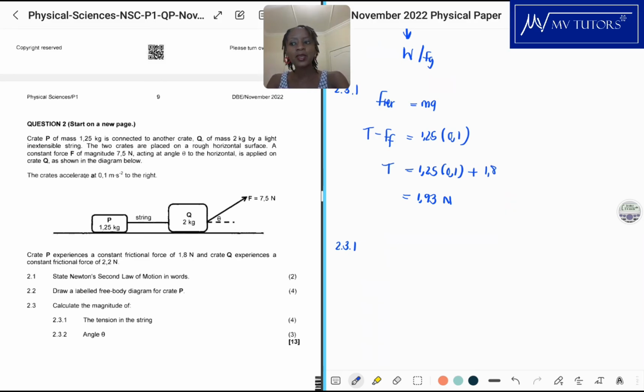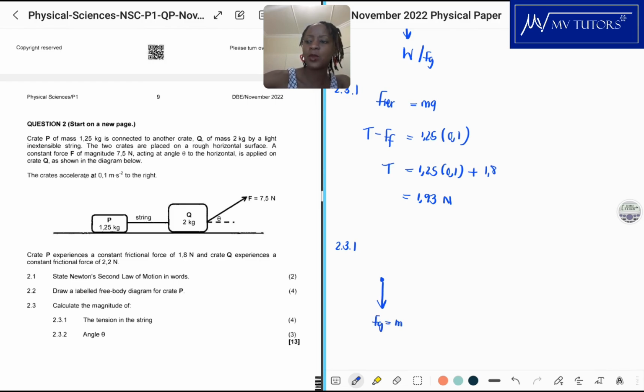I'm thinking we draw the free body diagram of Q because that's where theta is. I mean, it's only 3 marks. You're not going to get the marks for drawing it, but this is really for you, especially for those who are visual learners like myself who just want to see what's going on.